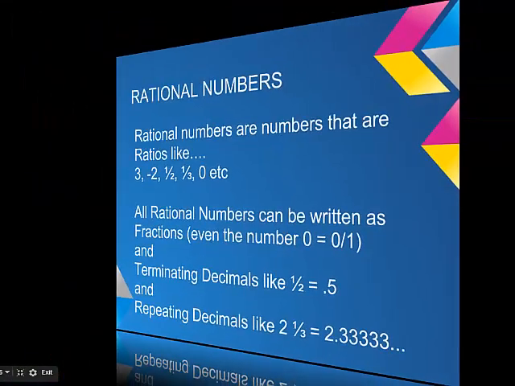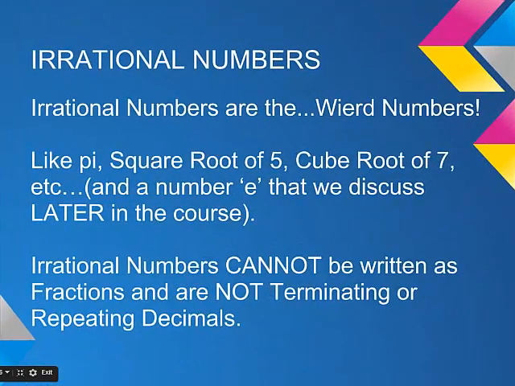Now, the really weird set of numbers are the irrational numbers. Irrational numbers are the weird numbers. Numbers like pi, the square root of 5, the cube root of 7, those kind of numbers. And later on in the course, we're going to discuss an irrational number whose name is e, a small case e. The thing about irrational numbers, the IR prefix on that word means they are not rational. So they cannot be written as fractions, which then would imply they are not terminating and they are not repeating.